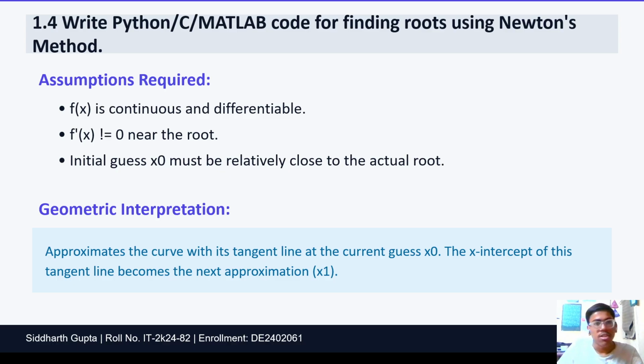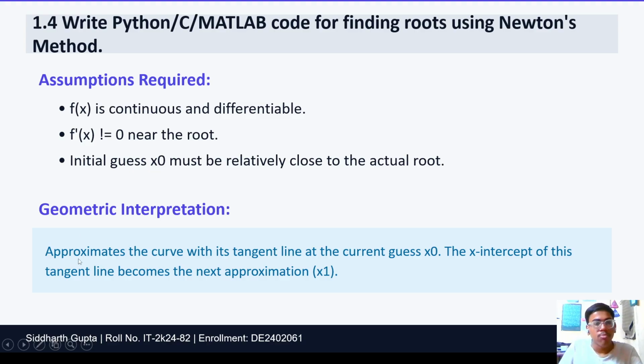Now moving on to 1.4, writing the Python, C or MATLAB code for finding the roots using Newton's method, or you can say the Newton-Raphson method. Again, we will assume that f(x) is continuous and differentiable, f dash x is not equal to 0, and the initial guess we will take is x0, that must be relatively closer to the actual root. Like we will take a point B that is actually closer than A.